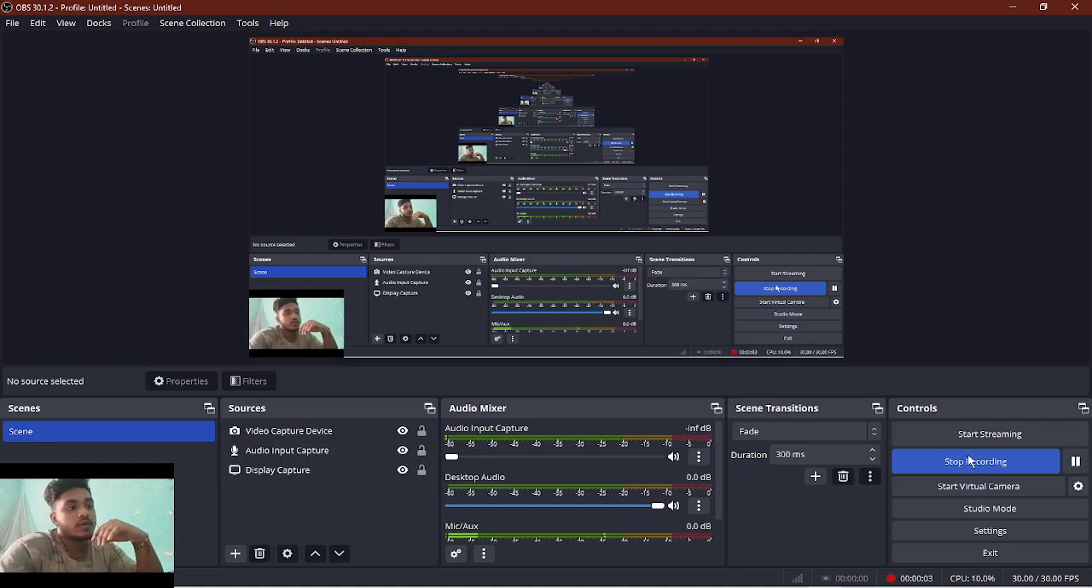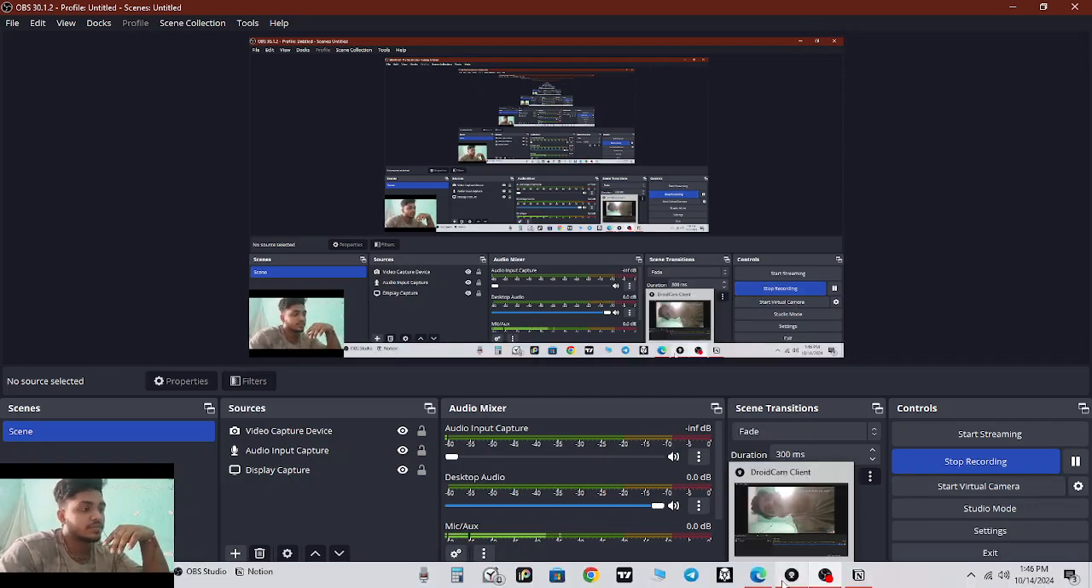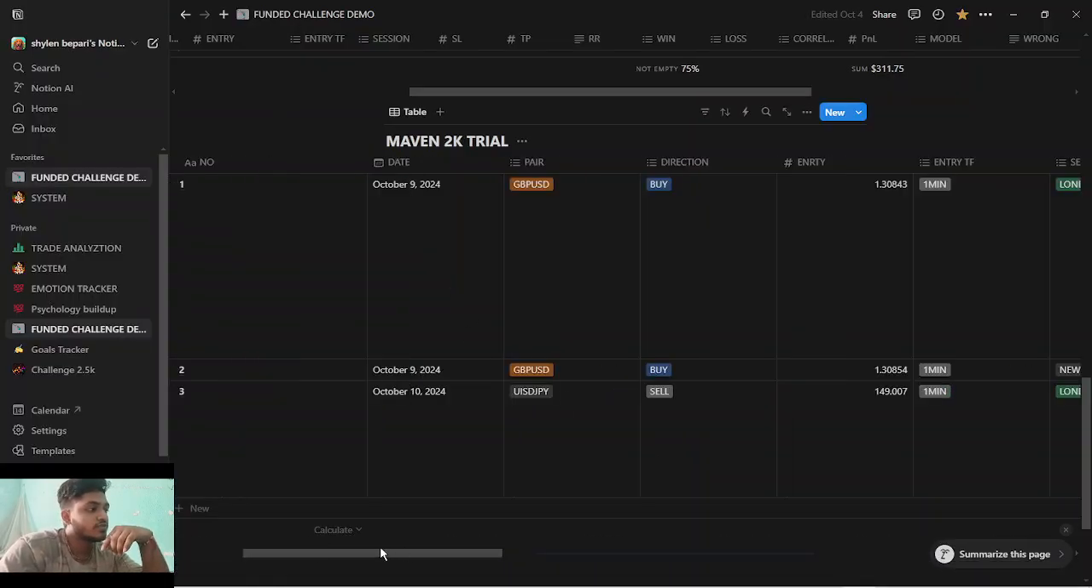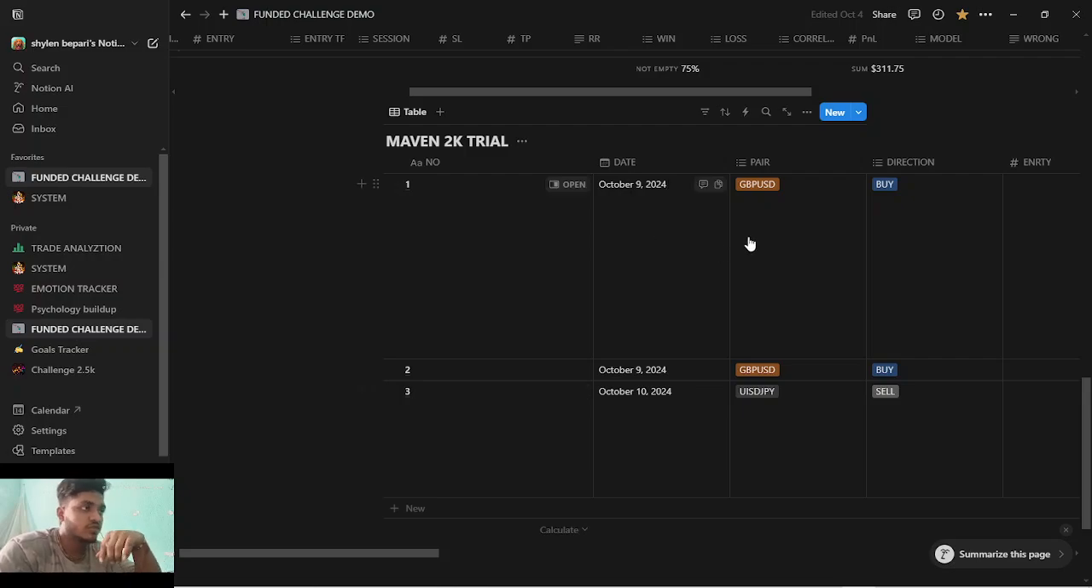So now I'm going to review the trades that I've taken so far in this demo challenge account that I'm trying to pass. As well, I'm going to review the trade that I was planning to take, but I wasn't able to, because the price didn't move the way I wanted. So let's go. This was the first trade, 9th October, GBP USD.